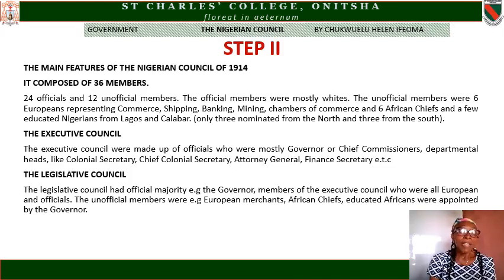Under the Executive Council, we have the Legislative Council. The Legislative Council had white officials in majority. Example, the governor and members of the Executive Council, who were all Europeans and officials. Then, the unofficial members were 6 European merchants, African chiefs, and educated Africans appointed by the governor.